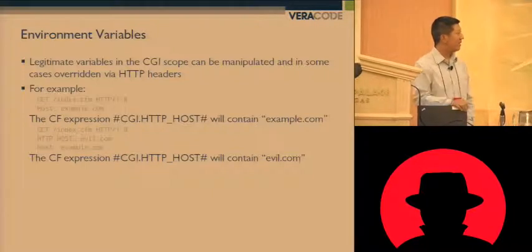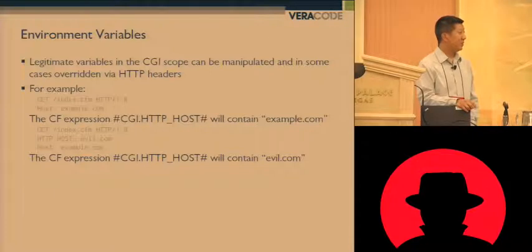So for example, CGI.httphost in a normal request is going to contain whatever's in the host header. But if you provide a host header and an HTTP header that's actually called HTTP host, that will override the value of CGI HTTP host, and it will actually contain, in the lower code snippet there, evil.com instead of example.com. I have no idea why it does that, why they allow you to do that. There appears to be no defensible reason for allowing you to overwrite CGI variables, but there you have it.